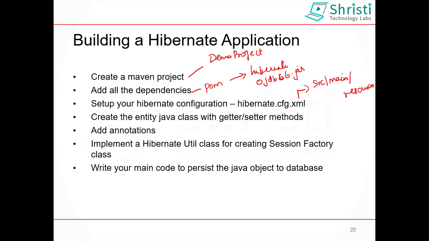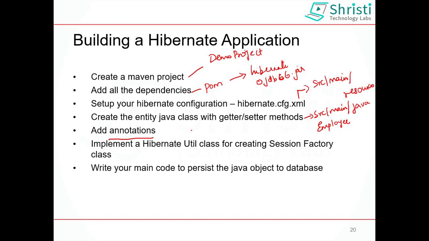Once we have done the configuration part, inside src main java, we need to create the Java bean that has to be saved in the database. Say for example, if it is employee, we need to create the employee class with the appropriate instance variables, getter setter methods and toString. Then we need to give the mapping details. The mapping details can be given in the form of annotations. So we have seen few annotations like @Entity, @Id, @Column.